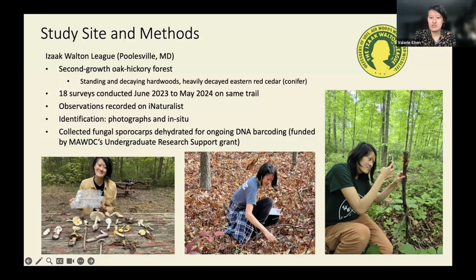The wonderful thing about iNaturalist too is the collaboration from others to help identify your observation, and you can edit observations to add more data. For fungi that I couldn't identify, I collected the sporocarps and dehydrated them for DNA barcoding, which was supported by MAW DC's undergraduate research grant.